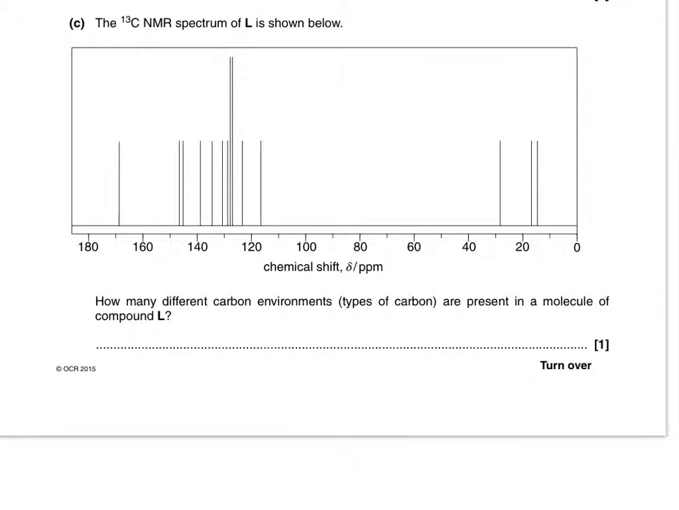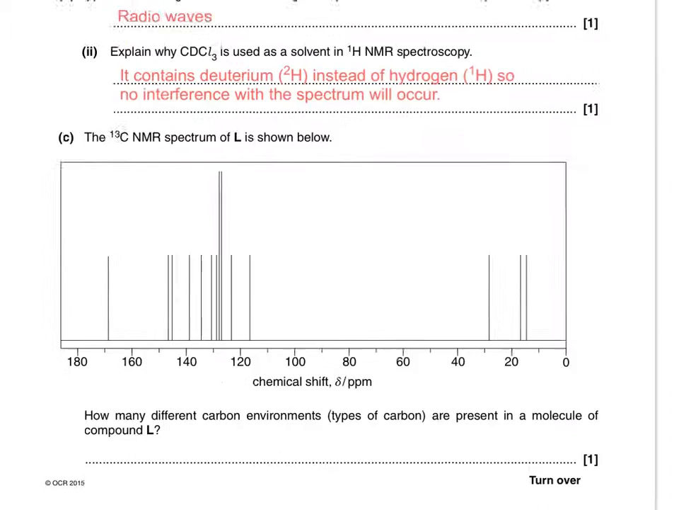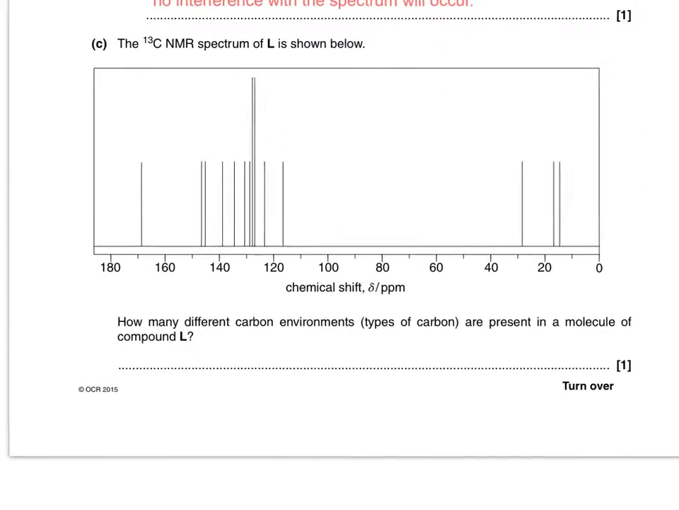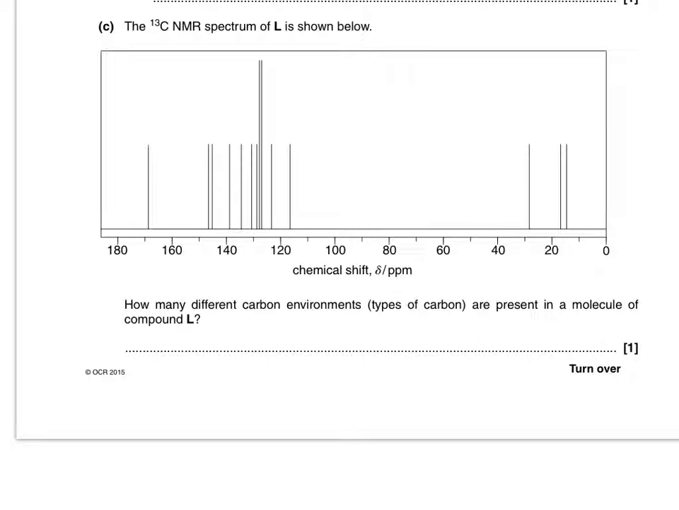So it says that the carbon-13 NMR spectrum of L, the orange precipitate in the top right-hand corner, is shown below. It says how many different carbon environments, and it even tells you what that means, types of carbon are present in a molecule of compound L. All you have to do is count the number of peaks. If you didn't get this, I'm sorry, but that was just carelessness. You just literally count the peaks and that's it. From what I can recall, everybody got that one. So that was a nice easy one.